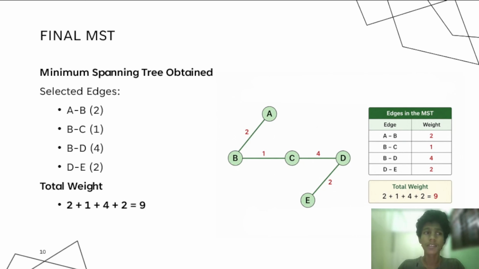And now let's summarize the results. The edges selected for the minimum spanning tree are A to B with a weight of 2, B to C with a weight of 1, B to D with a weight of 4, and D to E with a weight of 2. Adding these weights together gives a total weight of 9. This means that all 5 vertices have been connected with the minimum possible total cost. Also, if you look, there's a diagram of the output, or the final MST.